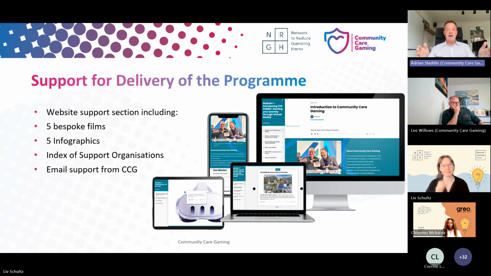We'll do some more infographics with our design team, so that again, you can share stuff quickly around those 5 key areas. We'll have an index of support organizations. I think it's true to say that Lee and I have worked with a lot of you over the years, again, looking at some names on there, so we know the best place to point you. And clearly you'll get support from us if there are any issues in terms of delivering the program. I will be on hand to help you, just like Chisomo's been troubleshooting today. I will be chief troubleshooter on this project.